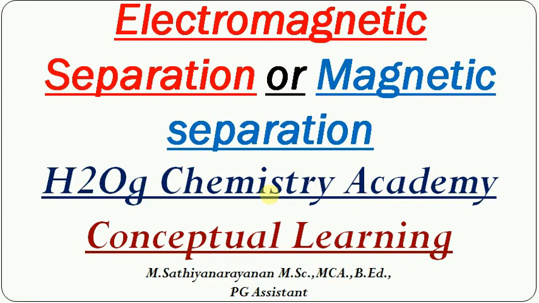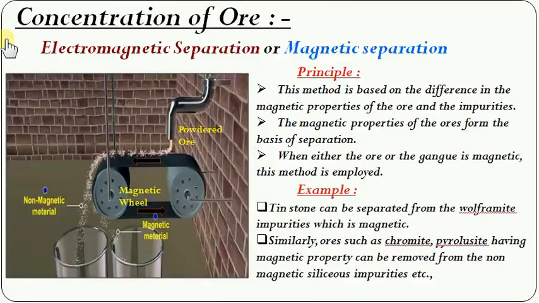In this video, I'm going to discuss the concept called electromagnetic separation or magnetic separation, which is one of the concentration methods we use to concentrate the ores. Let us see the principle. The electromagnetic separation is otherwise called magnetic separation. The principle behind this method is a difference in the magnetic properties of the ore and the impurities.